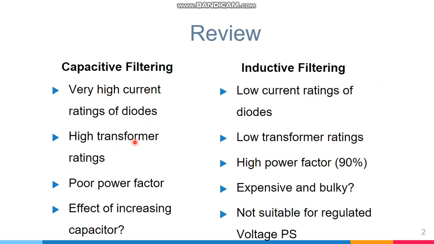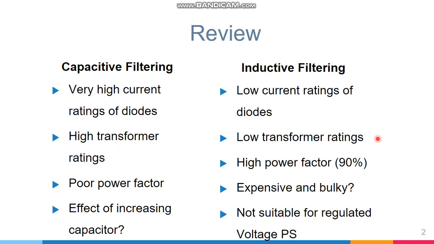In capacitive filtering, the transformer rating was very high and the power factor was very poor. And also we saw the effect of increasing capacitance to decrease the ripple in our output, but the drawback associated with increasing the capacitance was that the peak rating of these diodes kept on increasing as well. And in case of inductive filtering, the ratings of the diodes were very small as compared to capacitive filtering.